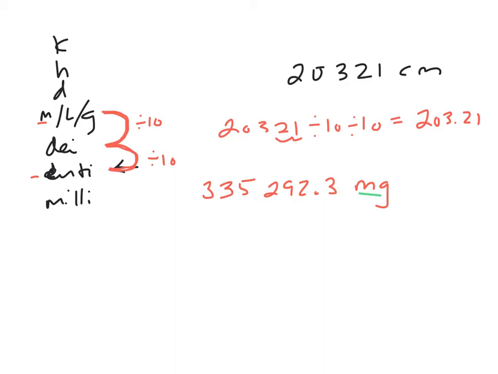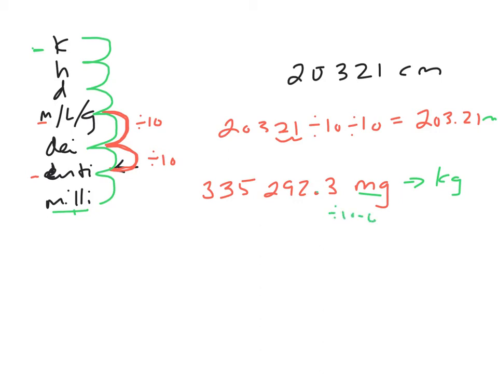So this is milligrams. Here's milligrams. And let's say I want to convert that to kilograms. Well, kilo is way up here. So how did I get from milligram to kilogram? I went up 1, 2, 3, 4, 5, 6 spaces. So I'm going to divide this by 10 6 times.